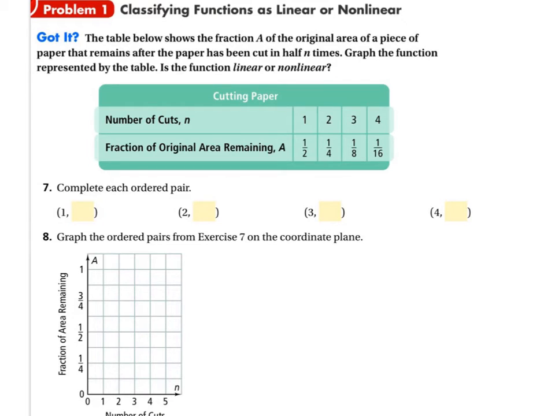We again have a table. This table is showing the number of cuts and the fraction of original area remaining. I want you to go ahead and complete the ordered pairs, and I want you to graph it, and then check back with me.